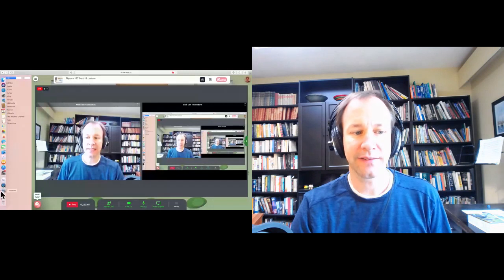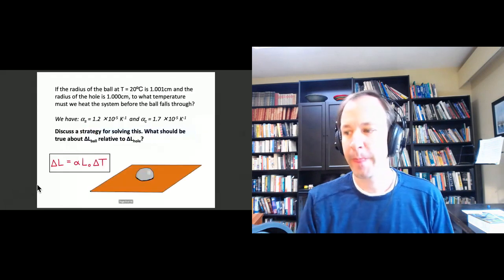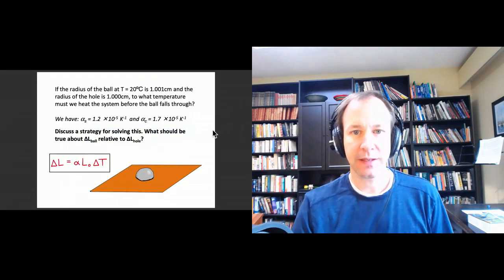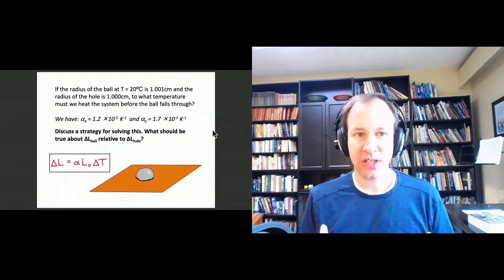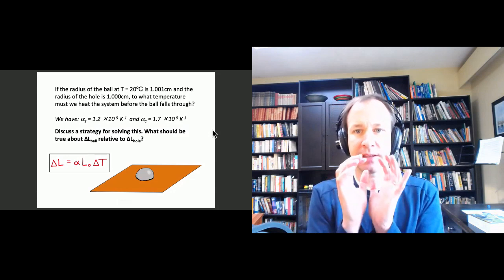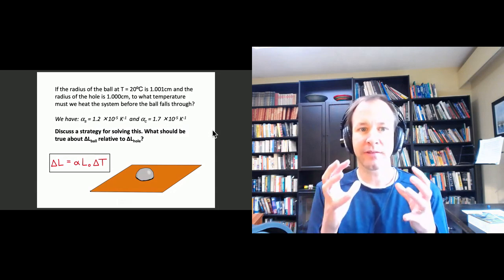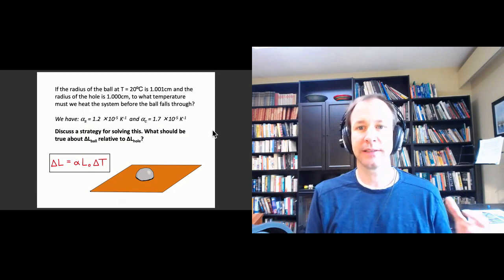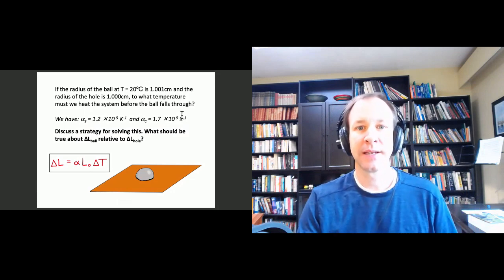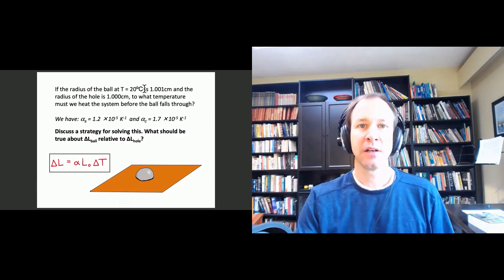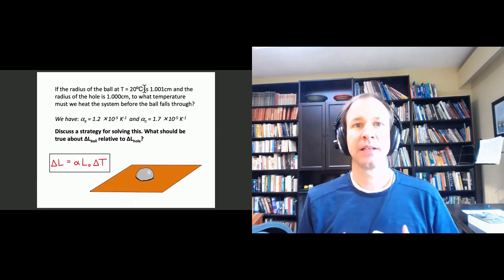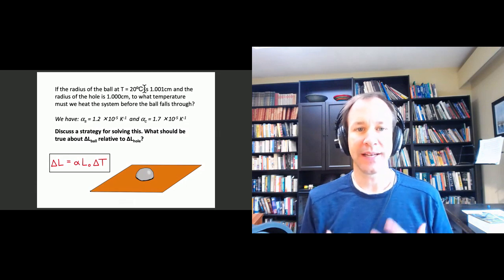So the next thing we want to think about is the quantitative version of that. So we want to think about a specific situation where we know that, say, the radius of the ball is larger than the radius of the hole by a certain amount, say 0.001 centimeters. Maybe that's at room temperature. We would like to be able to predict how much we have to increase the temperature of the steel ball and the copper plate so that the steel ball will fall through.